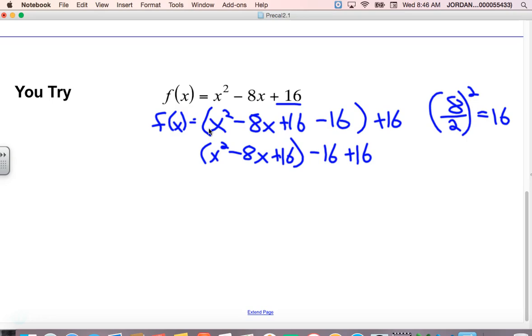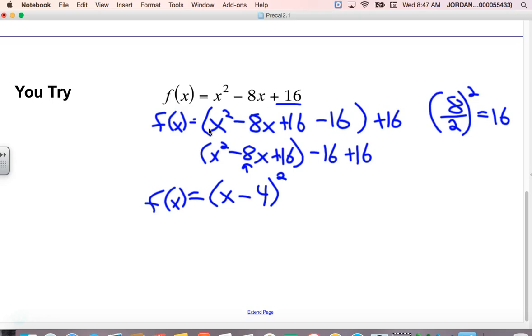And at this point is when we combine this back into a binomial. So we've got x, and remember the number we put at the end is half of 8. So half of 8 is 4. Of course it's minus because it's a minus 8. We square that and then combine the stuff on the outside. Minus 16 and 16 just cancel. So f of x equals x minus 4 squared.